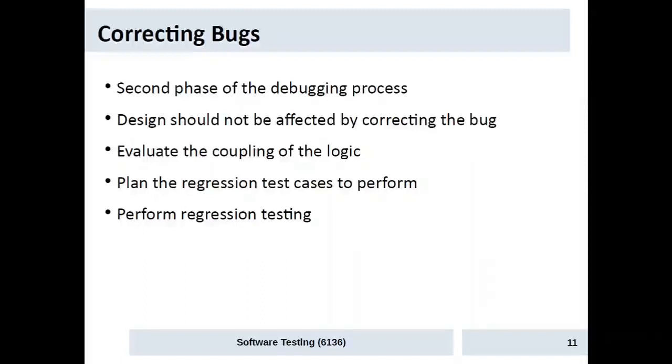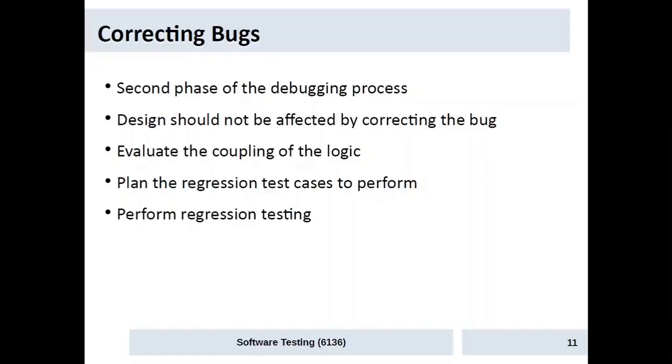Also, we need to evaluate the coupling of the logic between two modules. If two modules are highly coupled, then that correction may introduce other bugs. Highly coupled means if two functions are transferring a lot of data, or the number of parameters is too high, or it is written very specific to that requirement. So all these scenarios increase the coupling and make it difficult to correct the bugs.